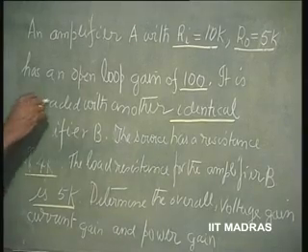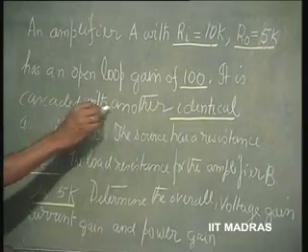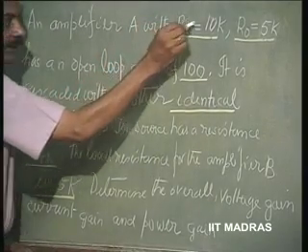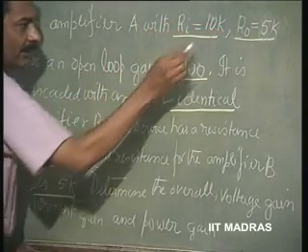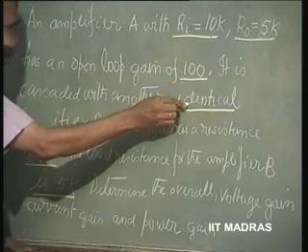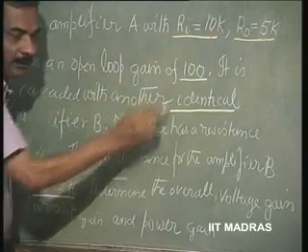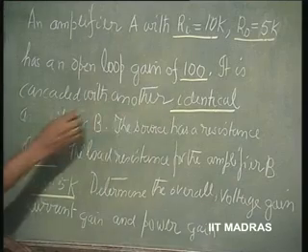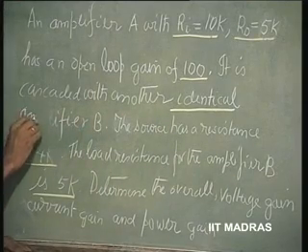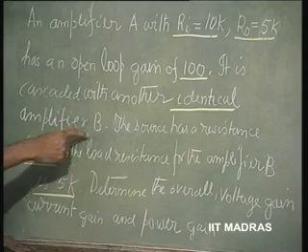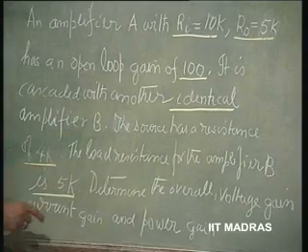It is cascaded with another identical amplifier, that means the other amplifier has the same value of Ri, R naught and open loop gain. Identical means same value of Ri, R naught and open loop gain. We will call it B.